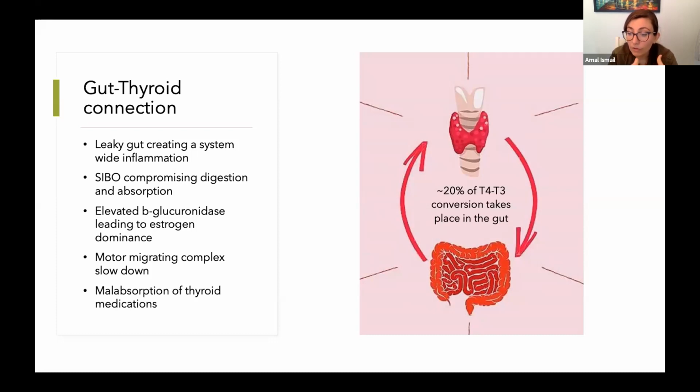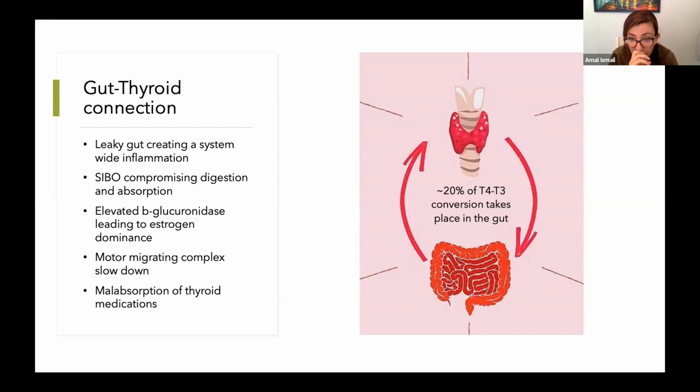The thyroid, on the flip side, when you have low thyroid, you end up with a slow moving gut. It basically slows down what we call the migrating motor complex, which is responsible for the peristaltic movements in the gut.